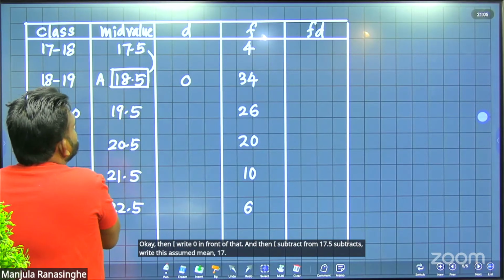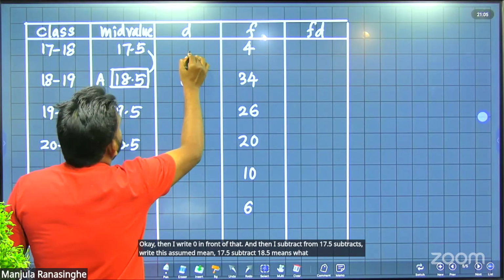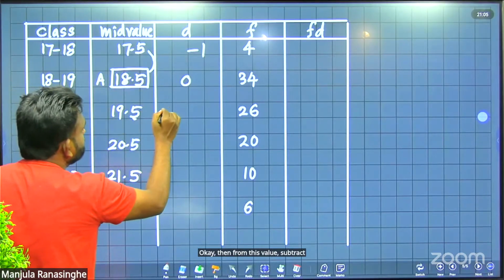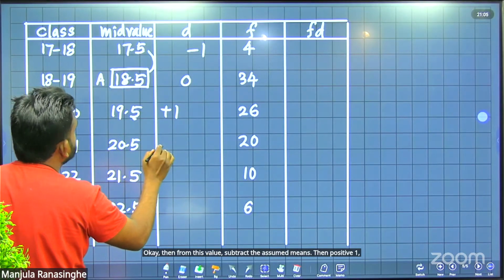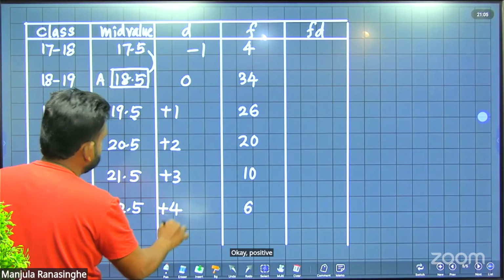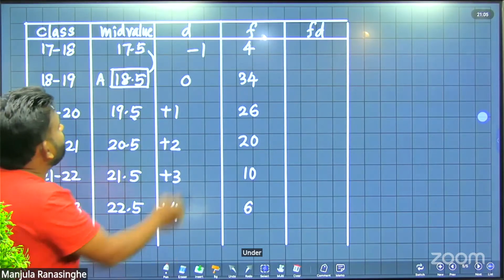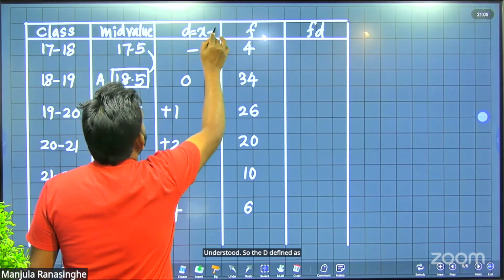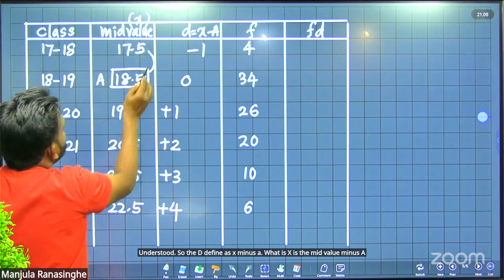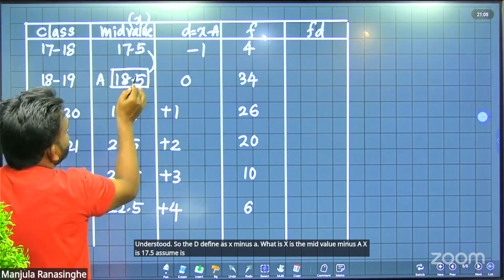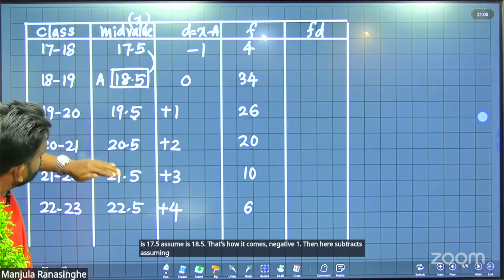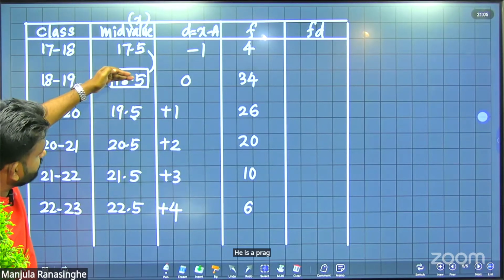17.5 subtract 18.5 means what? -1. Okay, then from this value subtract the assumed mean, then +1. Then here +2, +3, here +4. Understood? So the D is defined as x minus a. What is x? It is the mid value minus a. X is 17.5, assumed mean is 18.5. That's how it comes, -1. Then here subtract the assumed mean, here subtract the assumed mean, and so on.